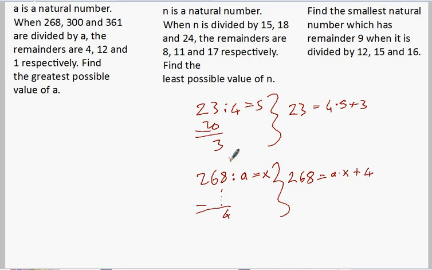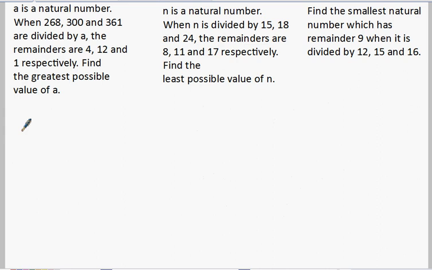Let's write these things over there quickly so I can show you the difference between these three examples. So 268 equals a times x plus 4 more. And the second number, when you divide 300 by a, there will be another result which we don't care about, and the remainder is 12. Then the next number, 361, when you divide this by a, there will be another result which we don't care about, and then the remainder is 1.